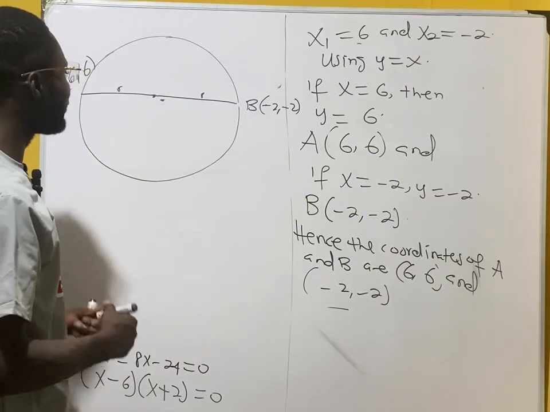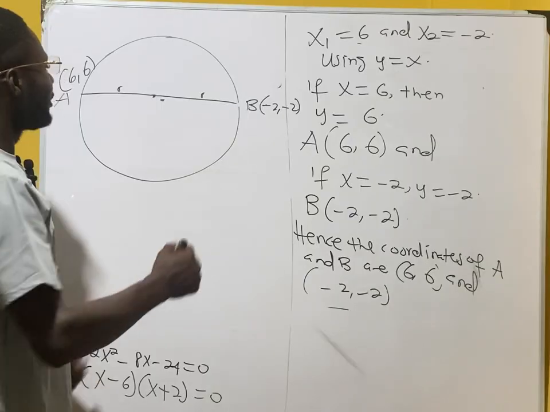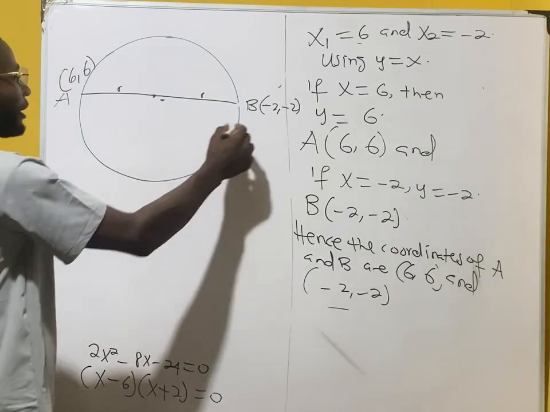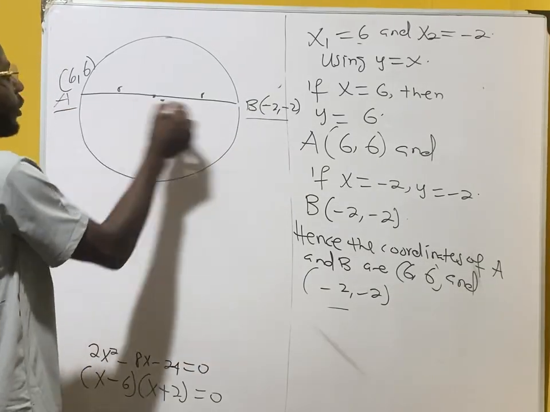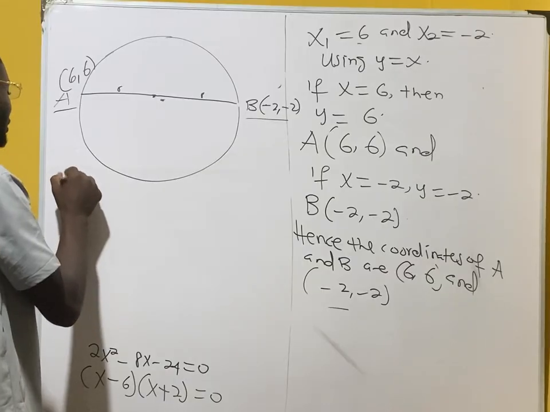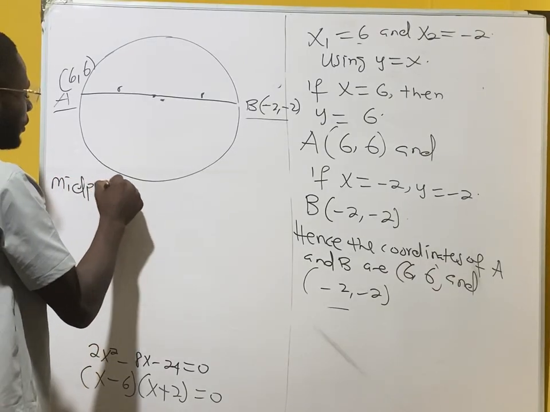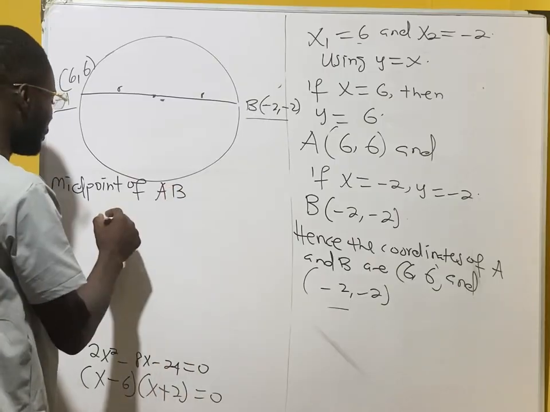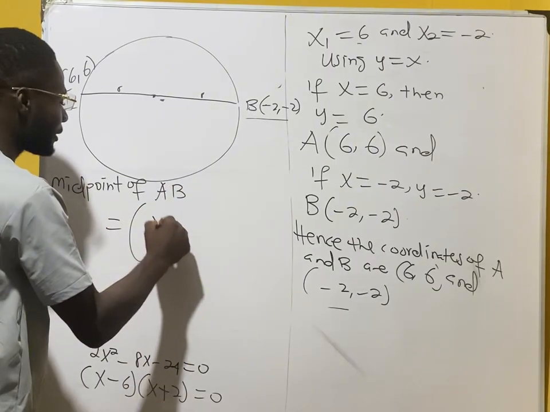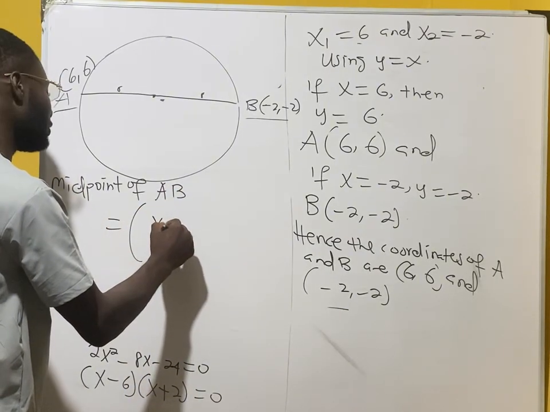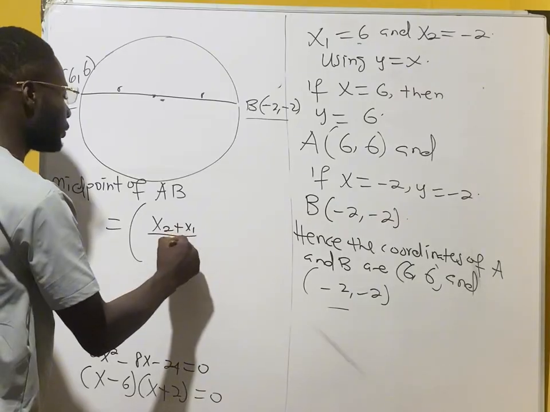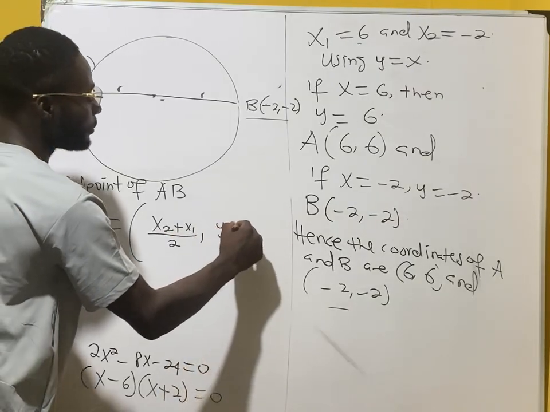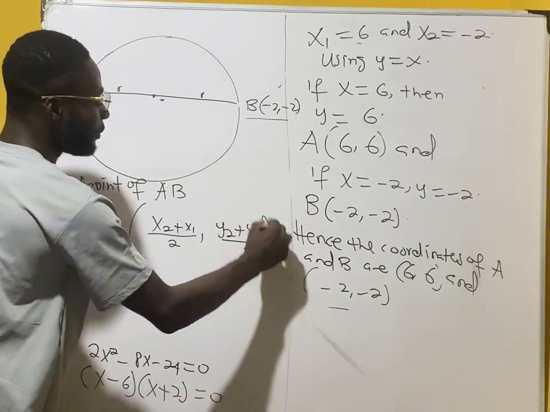So we have to find the midpoint, the midpoint of this coordinate. Okay, so the midpoint of AB will be equal to (x2 plus x1) over 2 and (y2 plus y1) over 2, right?